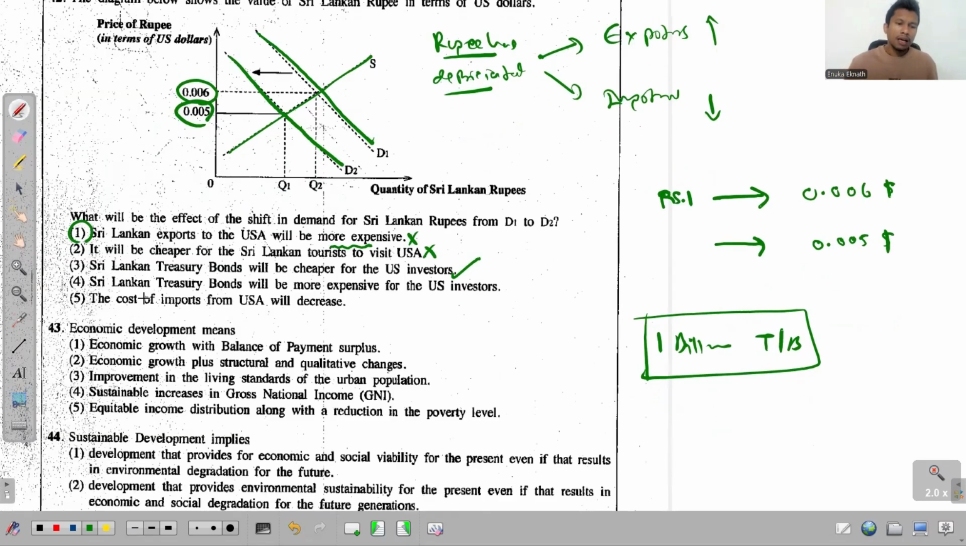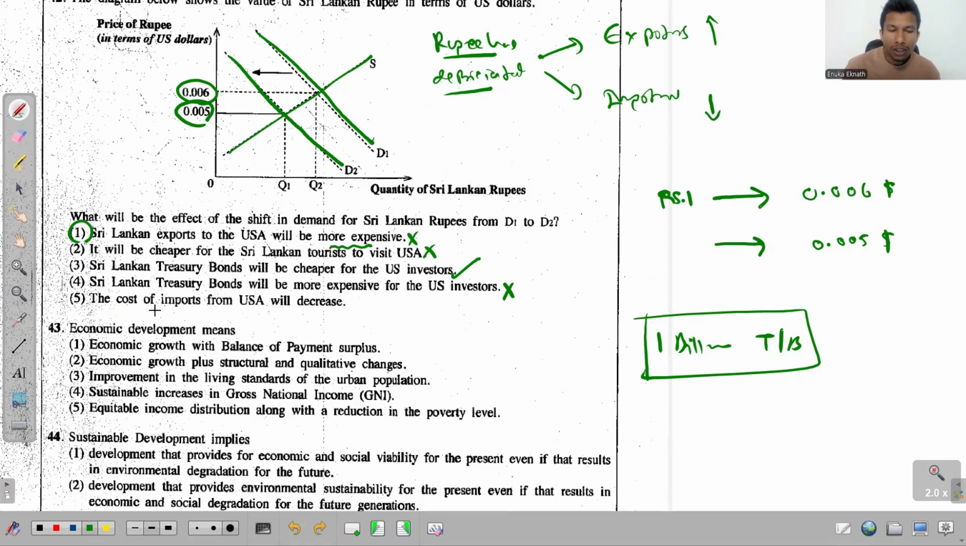Fourth one is Sri Lankan treasury bonds will be more expensive for the US investors, which is simply the opposite of the previous one. So which is wrong, because if the first one is true and if this is the opposite of that, that has to be false then. The fifth one says the cost of imports from the USA will decrease.